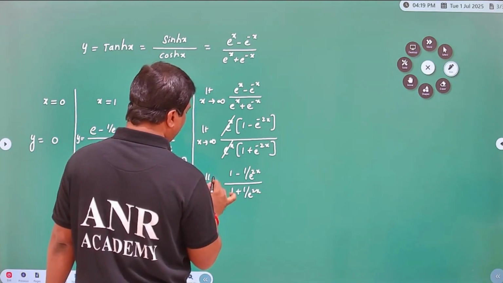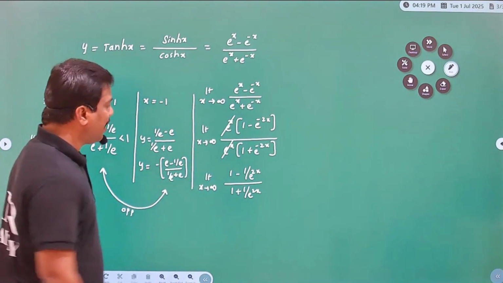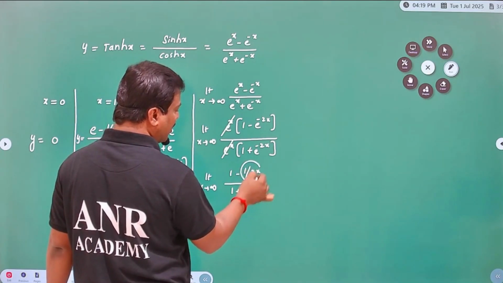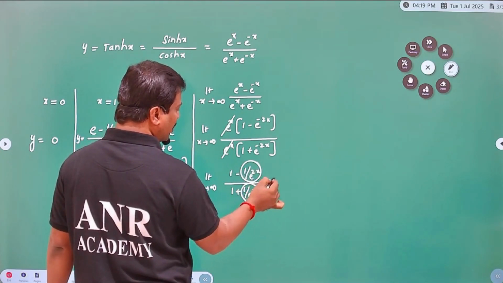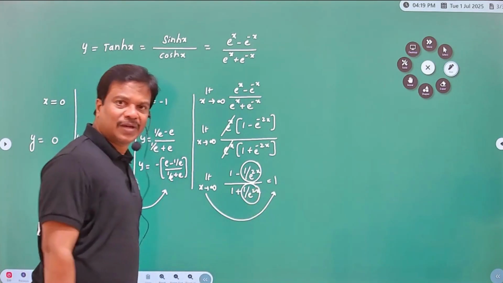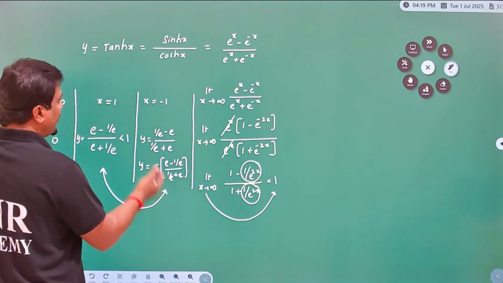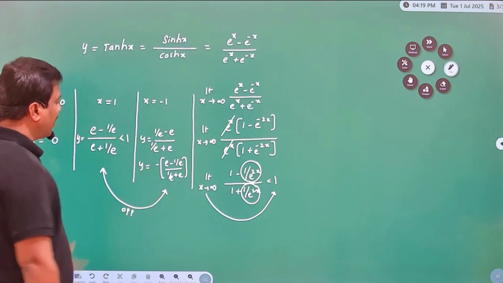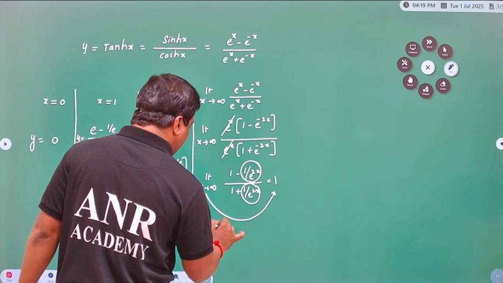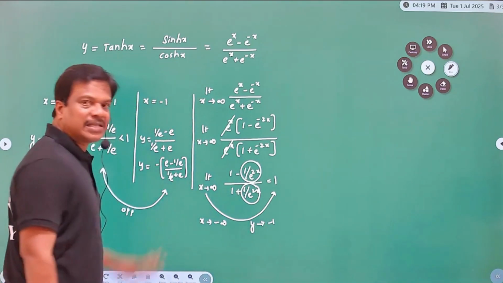Limit x tending to infinity. As x tends to infinity, 1 by e power infinity, that is 1 by infinity, this portion becomes 0. So what do we get? As x tends to infinity, the functional value approaches 1. Similarly, these are of the same quantities but opposite in sign. So as x tends to minus infinity, I can say that the functional value approaches minus 1.